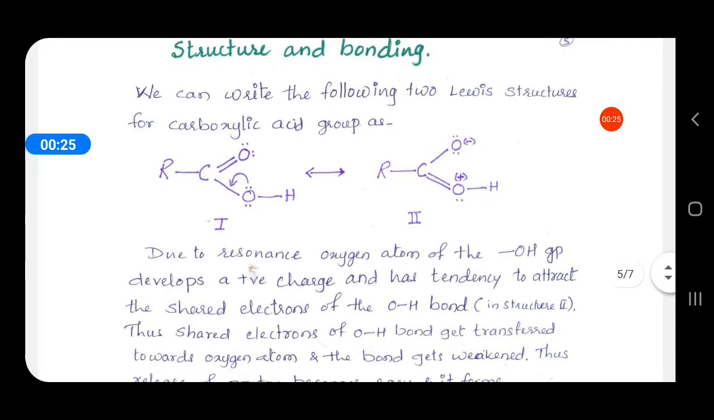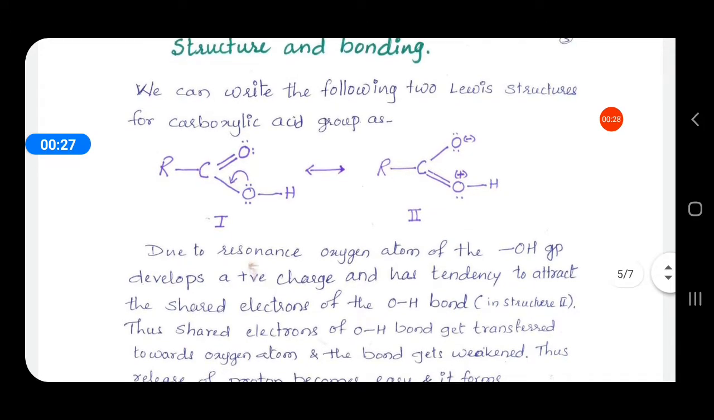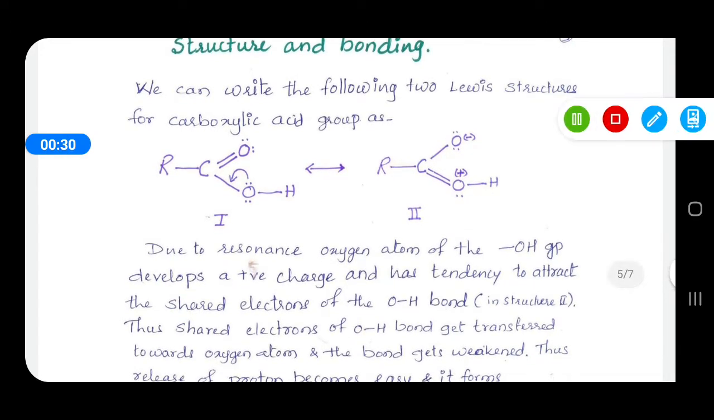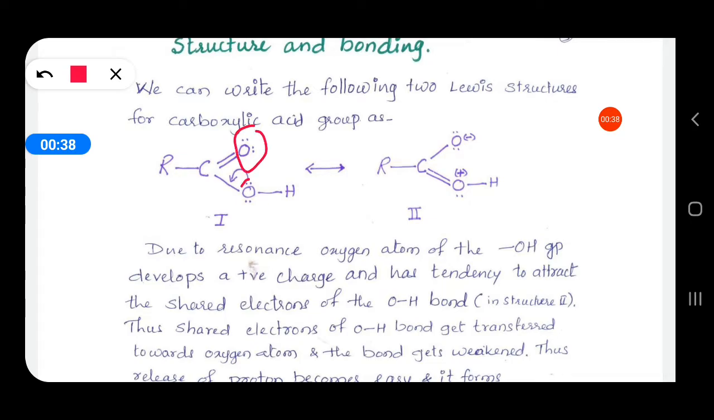The general formula for carboxylic acid can be written as RC double bond OOH. In this, both the oxygens are having two lone pairs of electrons. In the carboxylic acid, the lone pair on the C-O single bonded oxygen is given to this CO bond, so that it becomes C double bond O, and the pi electrons of the C double bond O are shifted to oxygen.